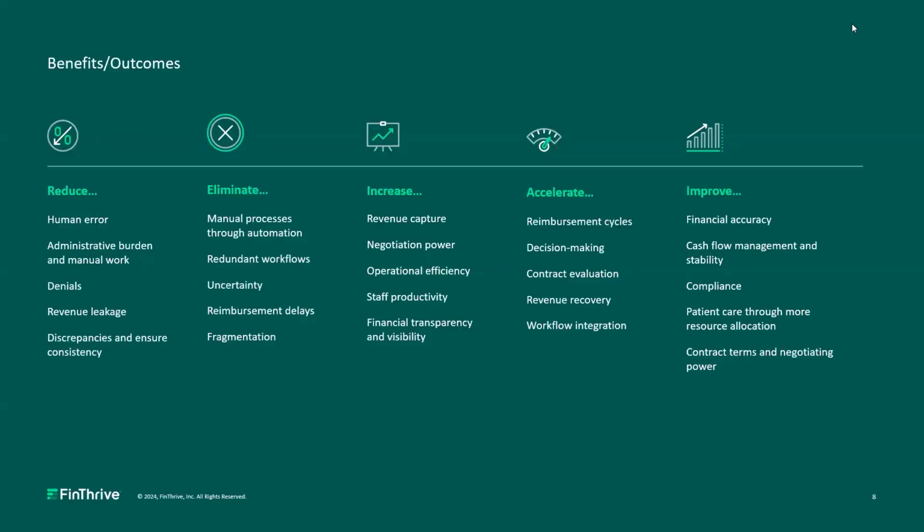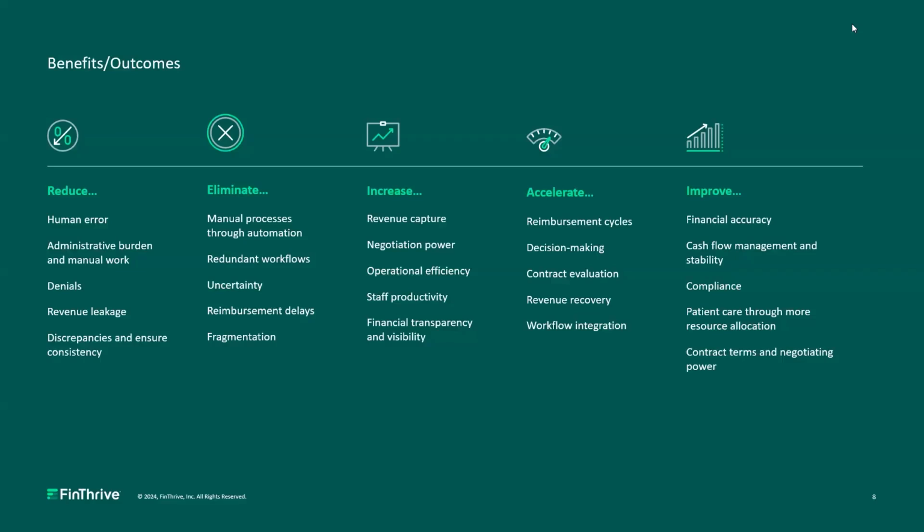The key part is to reduce, eliminate, increase, accelerate, and improve. The important part is how to reduce human error and administrative burden and manual work, getting away from spreadsheets and different types of processing that take hours to do, looking at denials and revenue leakage, discrepancies, and ensuring consistency. The key part that I like is the ability to eliminate manual processing through automation, workflow, redundant workflows, and uncertainty. Think about how to eliminate reimbursement delays and fragmentation.